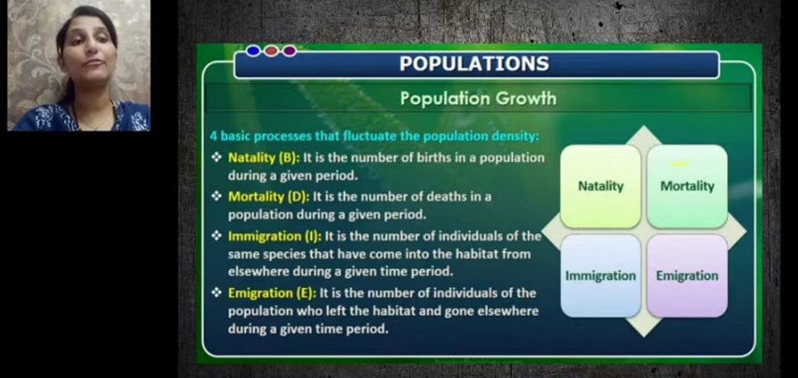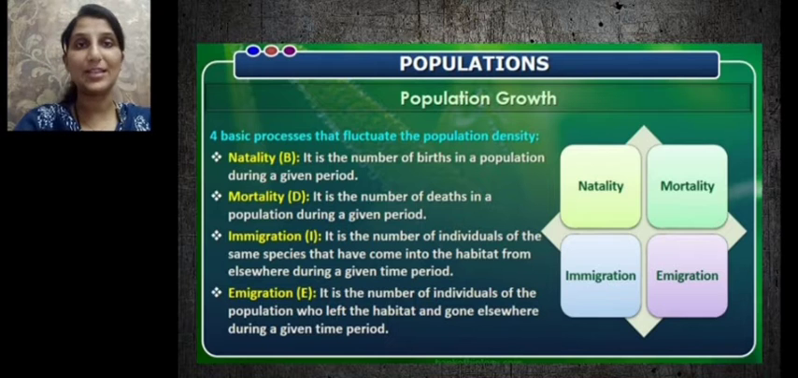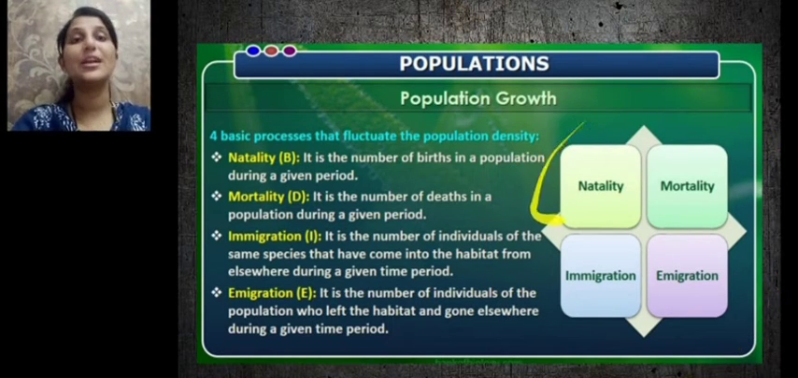So these are the four basic processes: natality, that is the number of births in a population; mortality, the number of deaths; immigration, the number of individuals of the same species of a population who have entered a particular habitat; emigration, the number of individuals of a particular population who have left a particular habitat. So these are the four basic processes which affect the population density.